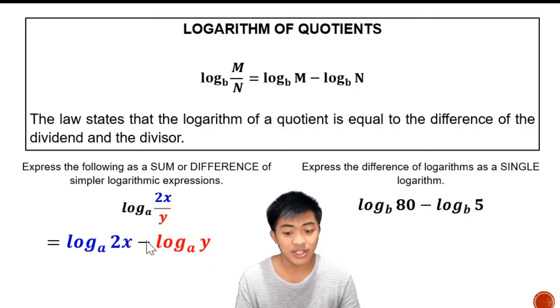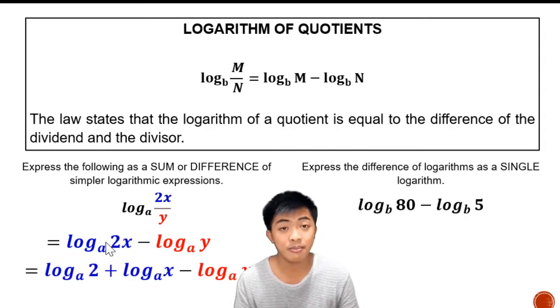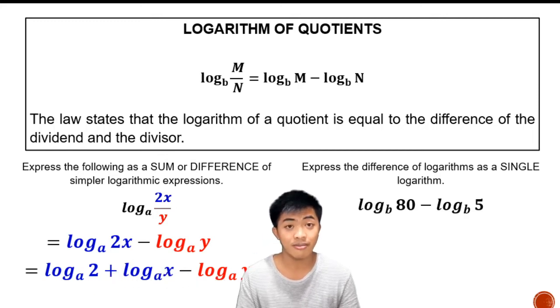But as you can see here, 2x is a product and we can factor 2x. So we can expand this further. Since that is a product, well, that is addition. So logarithm of 2 to the base a plus logarithm of x to the base a minus logarithm of y to the base a. Now, what if we are given a difference and we're asked to condense it?